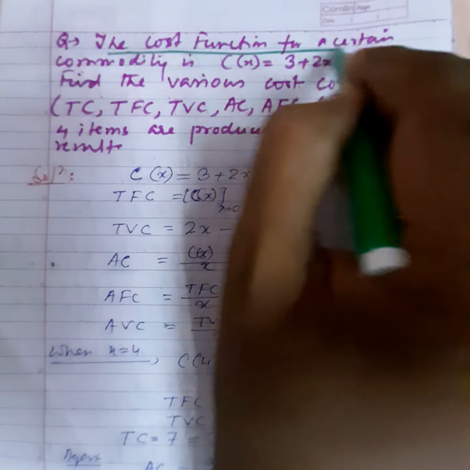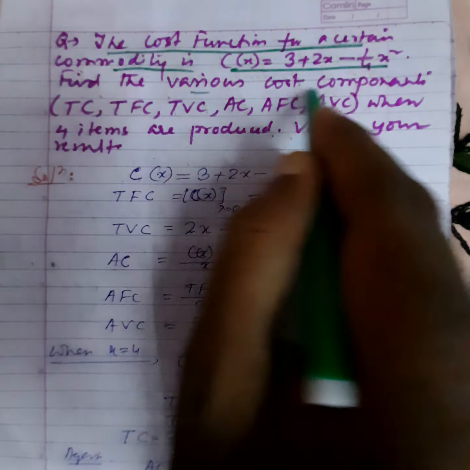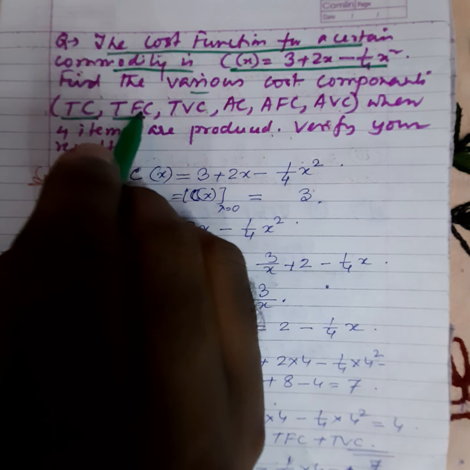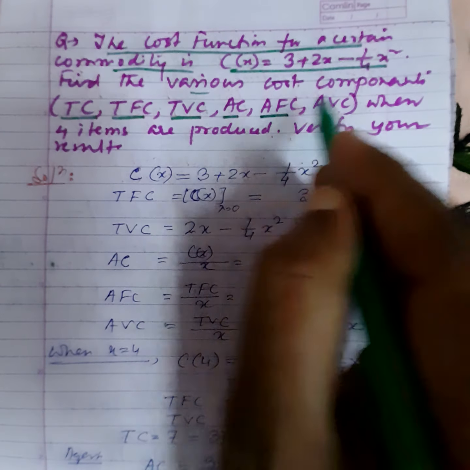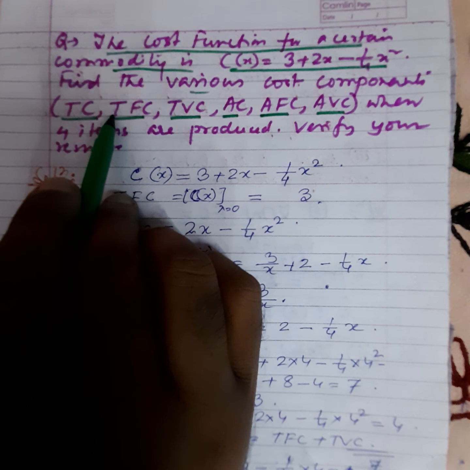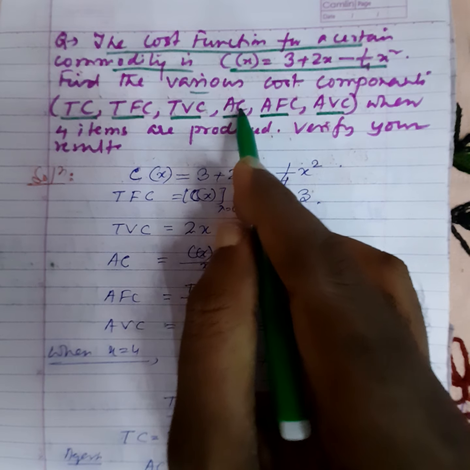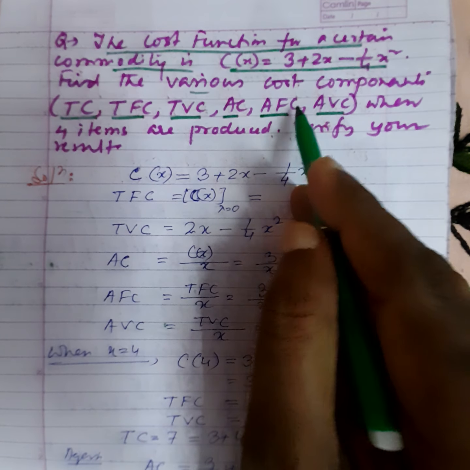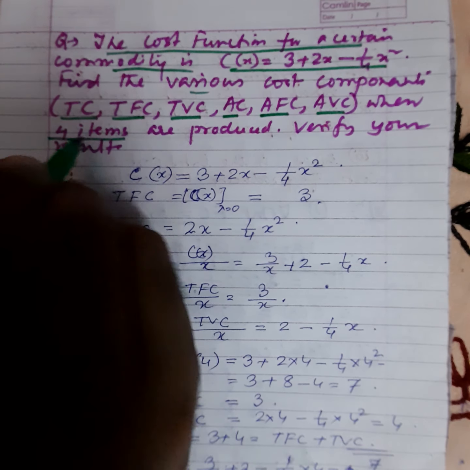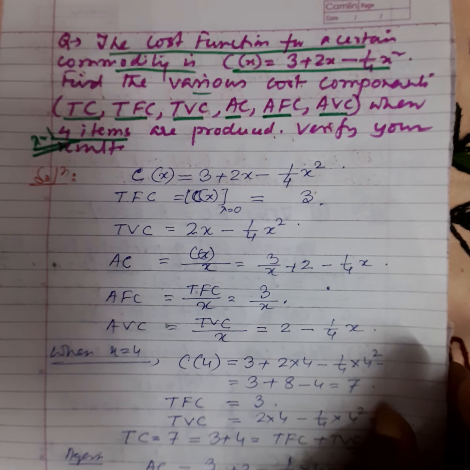The cost function of a certain commodity is C(x), which is given. Find the various cost components. What are the quantities? You need to find out TC, TFC, TVC, AC, AFC, AVC. TC means total cost, TFC total fixed cost, TVC total variable cost, AC average cost, AFC average fixed cost, AVC average variable cost, when the number of items x is equal to 4, that is given.